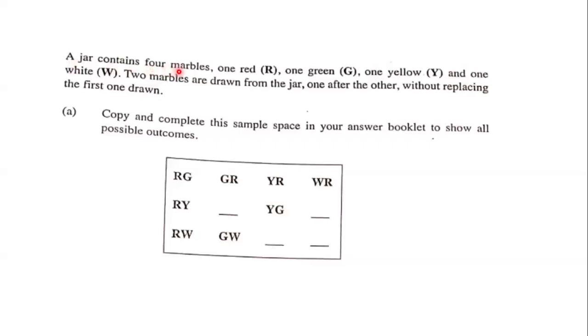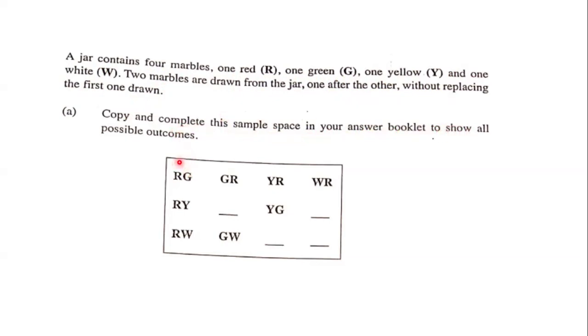A jar contains 4 marbles: one red, R, one green, G, one yellow, Y, and one white, W. 2 marbles are drawn from the jar, one after the other, without replacing the first one drawn. Copy and complete this sample space in your answer booklet to show all possible outcomes.